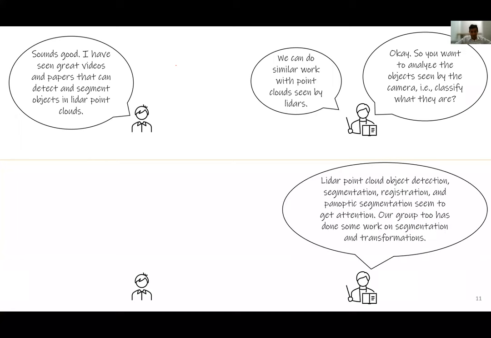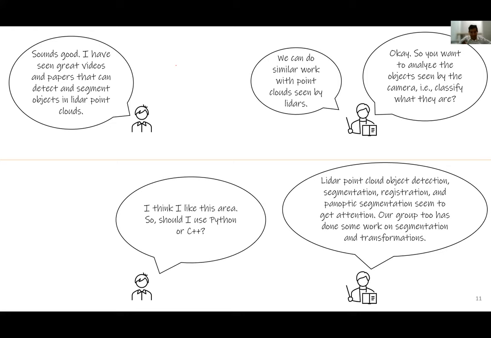Okay, so then professor elaborates on that more. LiDAR point cloud object detection, segmentation, registration, and panoptic segmentation seem to get attention. So can you see now professor is making the student aware of the works that were there in the last couple of years in the conferences and journals. Our group has done some work on the segmentation and transformation. So his group also has done some work on that. And then the student can go home and browse his name and see whether he has these great conference and journal papers. All right, I think I like this area.